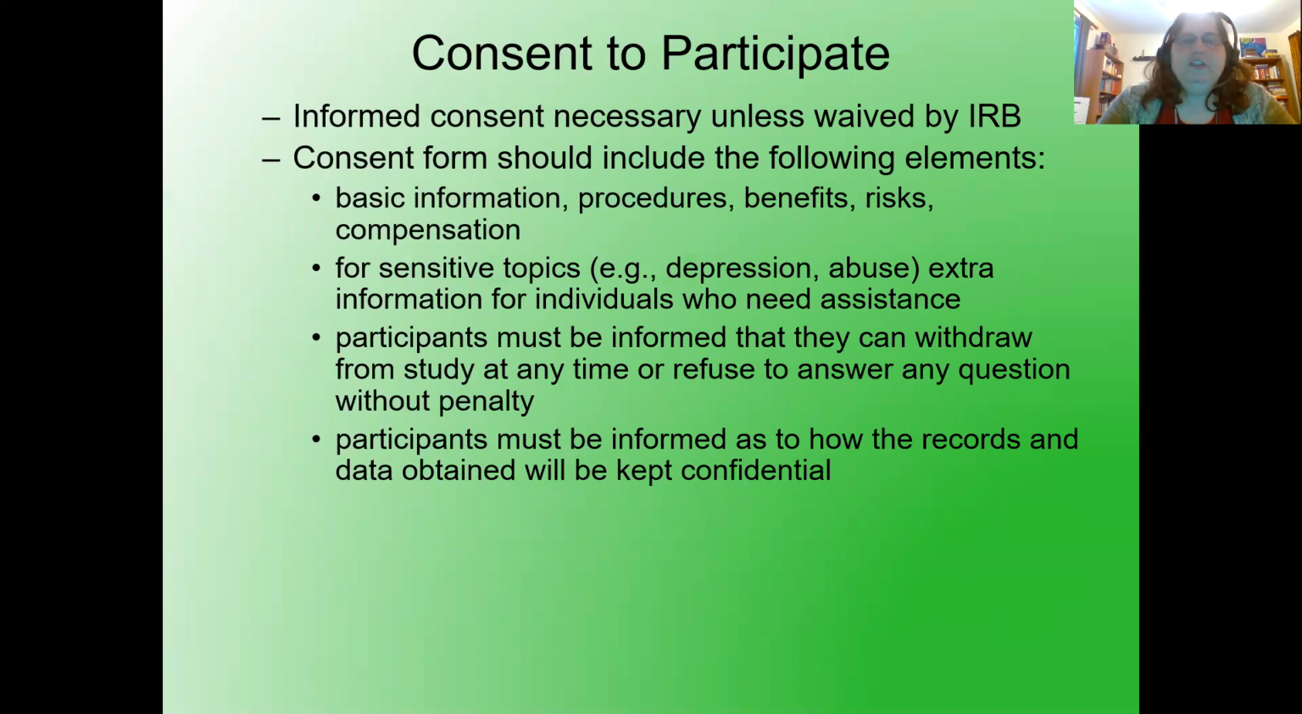Now, informed consent is necessary unless waived by the IRB. The consent form should include the following elements: basic information, procedures, benefits, risks, and compensation. If it's a sensitive topic like depression or abuse, extra information for individuals who need assistance is appropriate. You might provide some resources about where they can reach out, local counseling center, crisis center, where they can reach out if they have any issues that come up post the research.